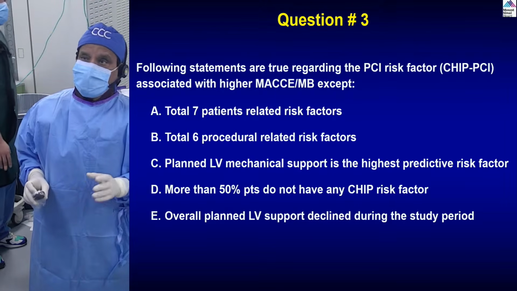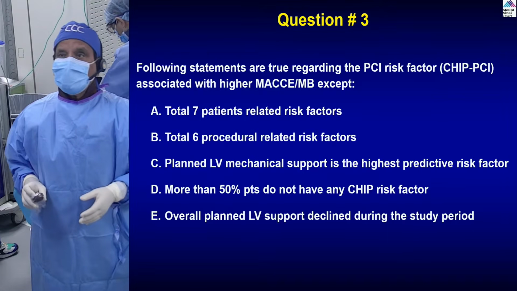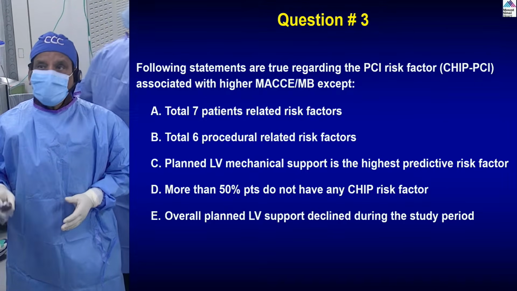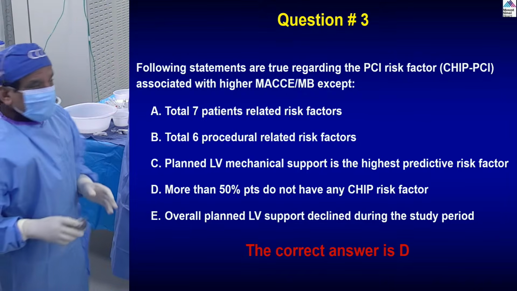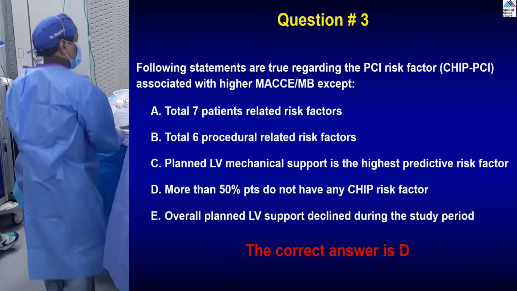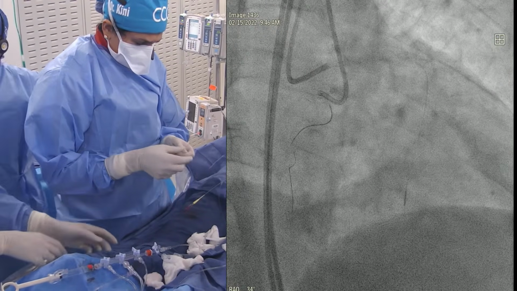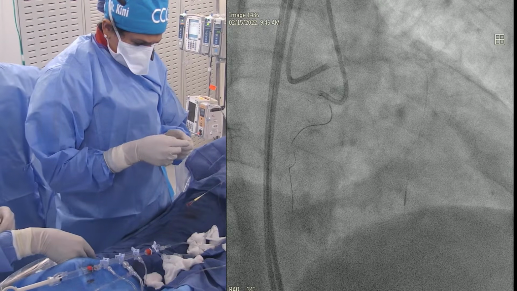More than 50% patients, and overall planned LV support declined during the study period. Answer there is that not 50%, about 35% had no CHIP risk factor. So you could not resist the temptation of going back to the except. Yeah, third question.